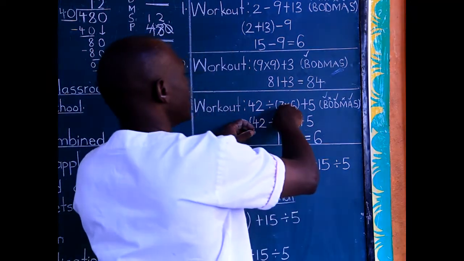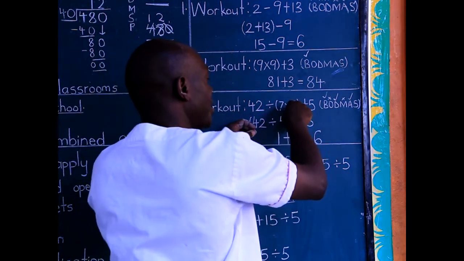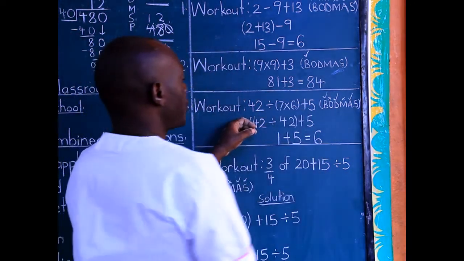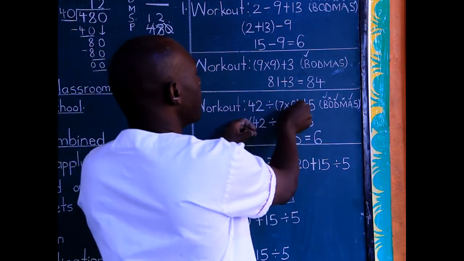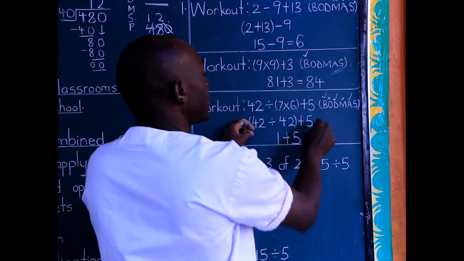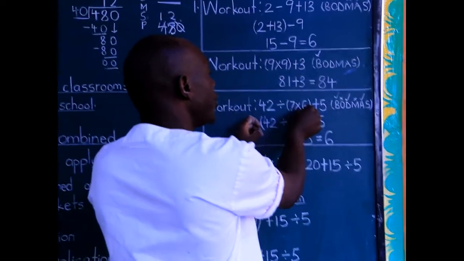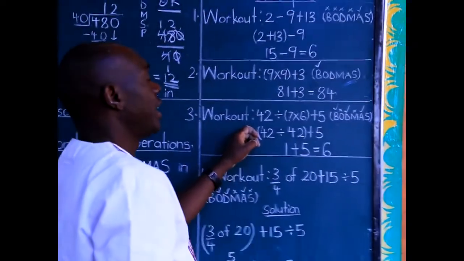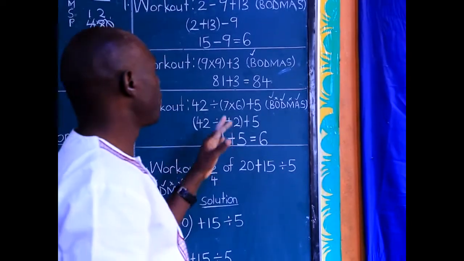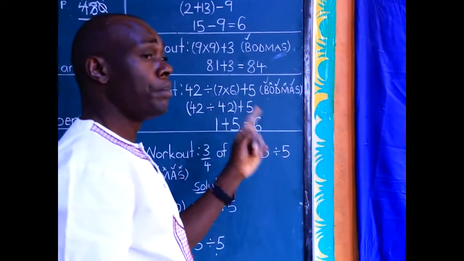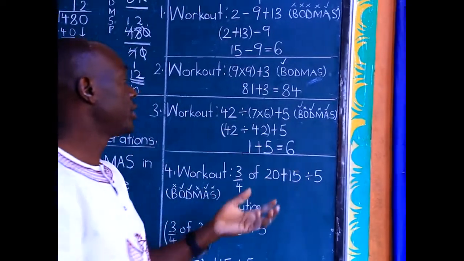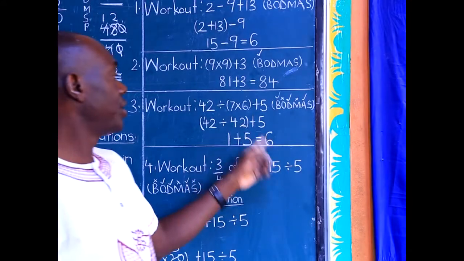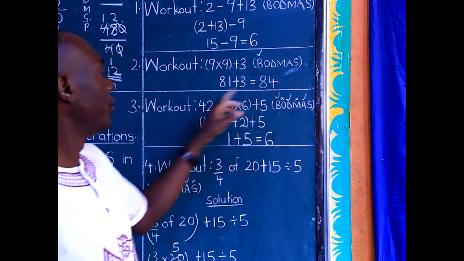So what is 7 times 6? That is 42. So I will have 42 divided by 42 plus 5 in the next step. And now you have got 42 divided by 42 plus 5. What do I deal with? I've got division and addition. Do I have of? No.